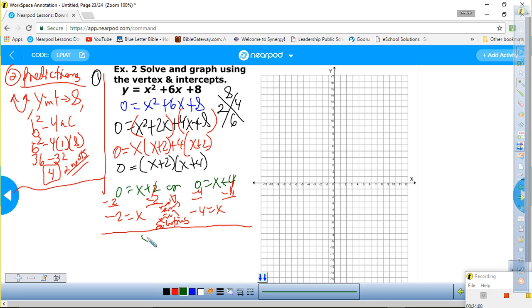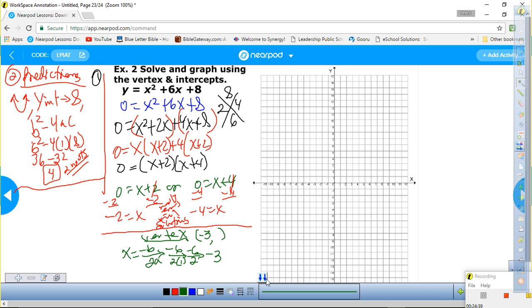Okay, vertex. Tell me what to write. What is my formula for that? x equals negative b over 2a. And what did you write for substitution? Negative 6 over 2 times 1, which is 2, yeah. So this is negative 6 over 2, that is negative 3. Hands if you got negative 3 for your x value of the vertex, okay?